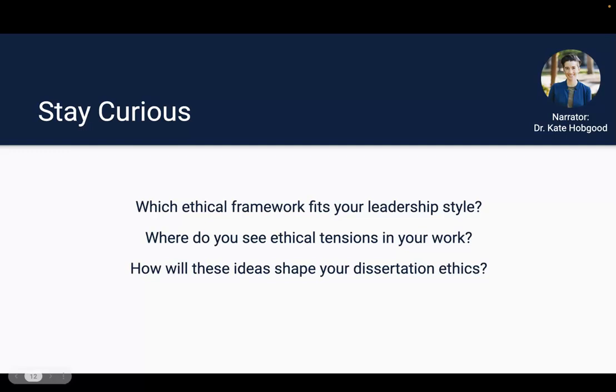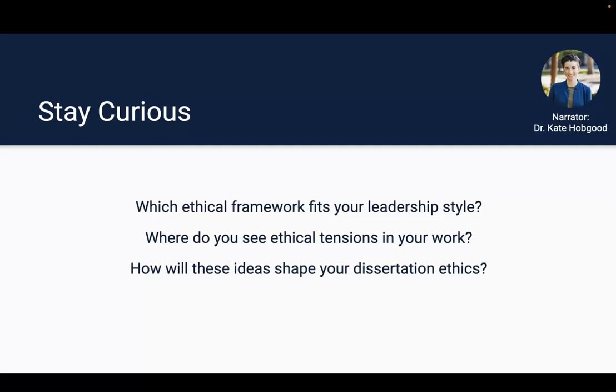So I'll leave you with just a few reflection questions, some takeaways. As you reflect throughout this week, continue to think about which of these three approaches, duty-based, consequence-based, virtue-based, aligns most with your leadership style. There's no right or wrong here, even though I know we're talking about ethics. But again, where do you see yourself? If you could color them on a scale of 1 to 10 or 0 to 100%, where do you see yourself finding your home with some of those ethical frameworks?